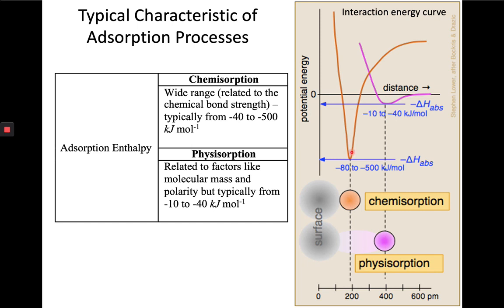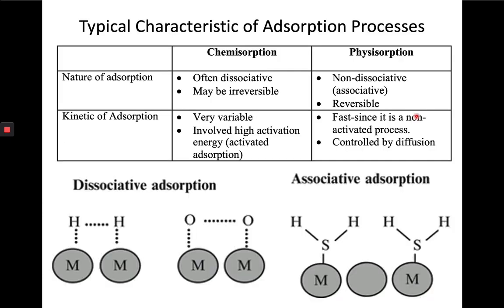For chemisorption, the delta H has a wide range, typically from -40 to -500 kJ per mole, while for physisorption, the delta H is typically from -10 to -40 kJ per mole. Delta H for physisorption is related to factors such as the gas molecular mass and polarity.